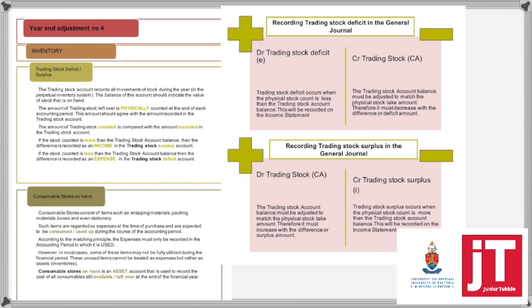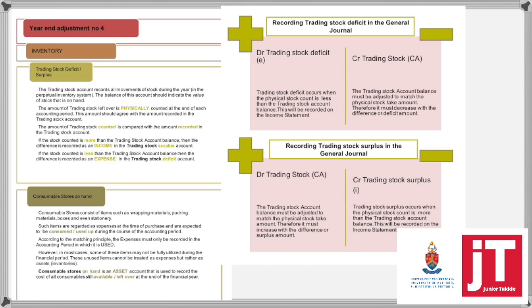So we then can have a trading stock deficit. That is when we record more on our books than what we physically counted. So there's less in our storeroom than what we actually recorded. Then there's a deficit.